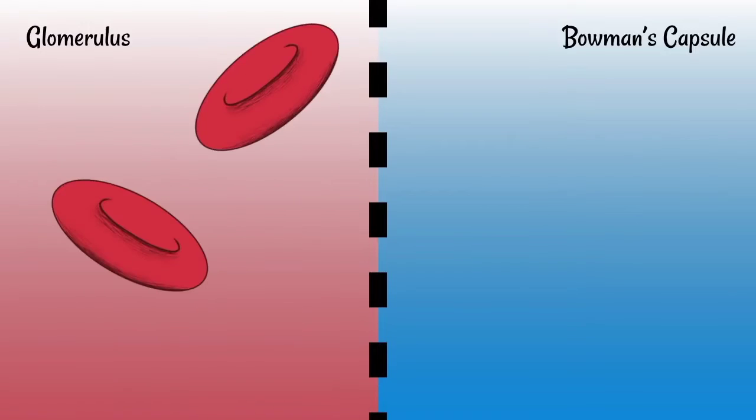These spaces are really small, meaning that red blood cells can't get through. They're too large. Similarly, other large structures like proteins are mostly too big to get through. Smaller structures, however, little molecules like urea, are small enough to get through. So urea will transfer into the Bowman's capsule.